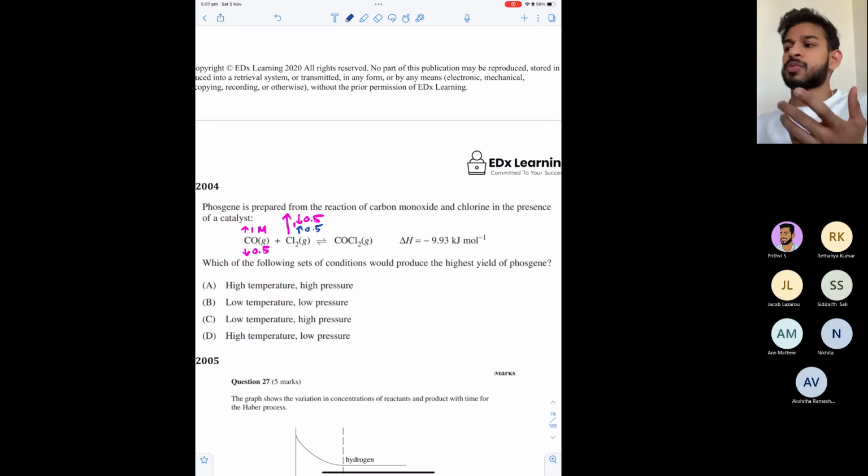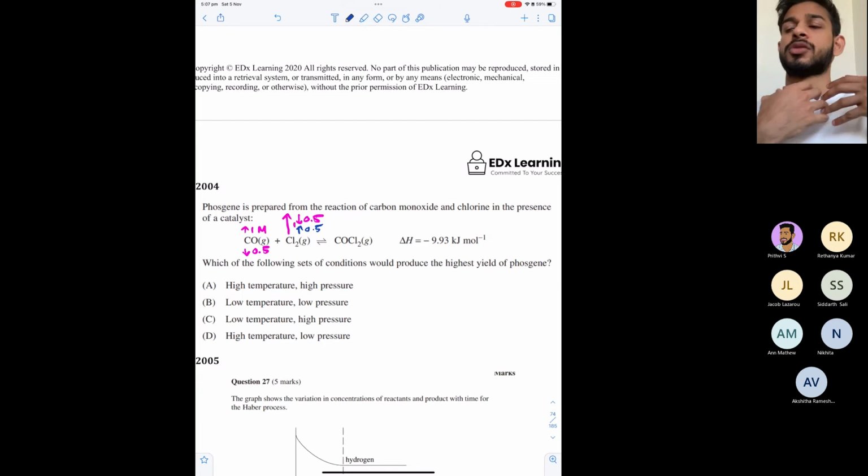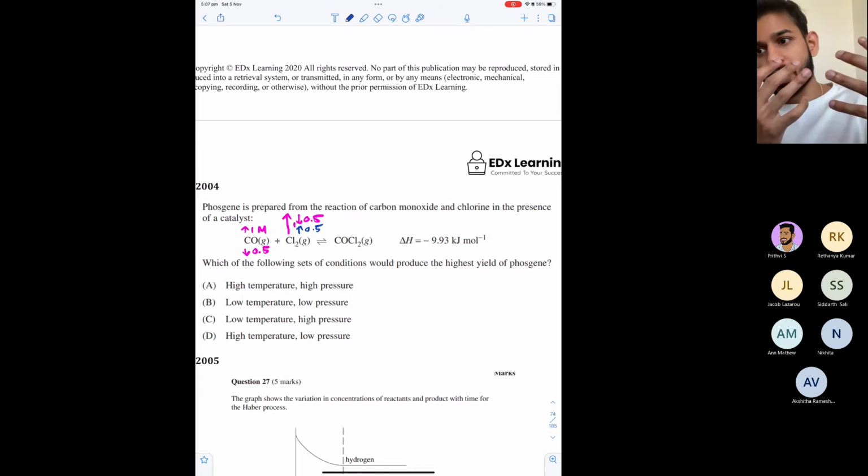So Le Chatelier's principle is telling you that when you increase the temperature of a system by 10 degrees, it'll drop it down by 8 degrees. If you increase concentration by 2 moles per liter, it'll drop it down by 1.5 moles per liter, right?